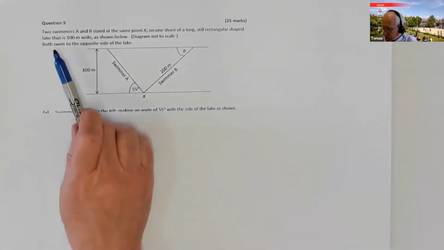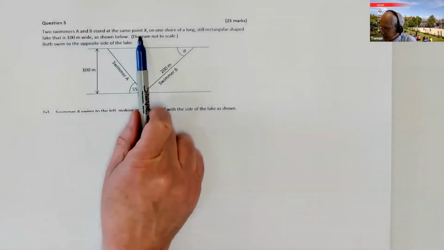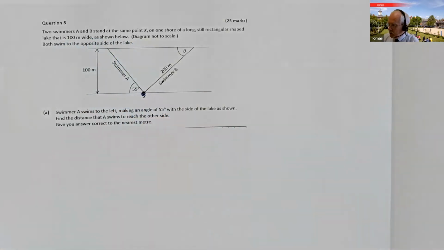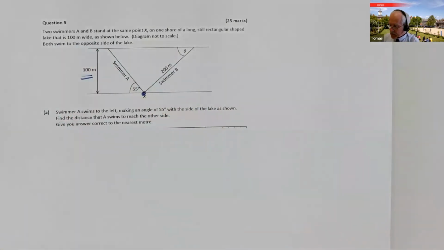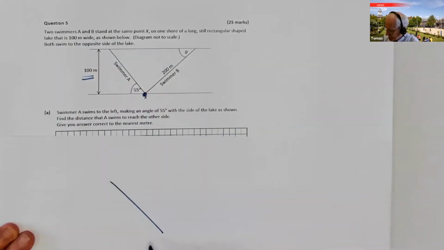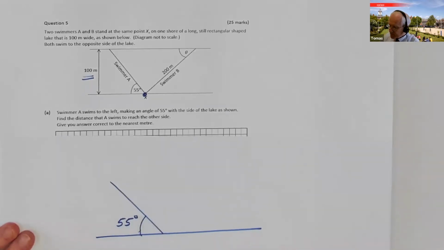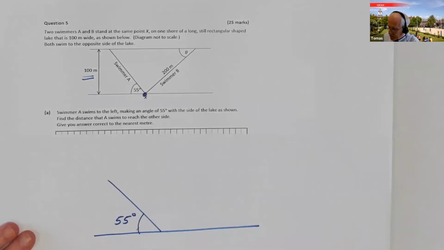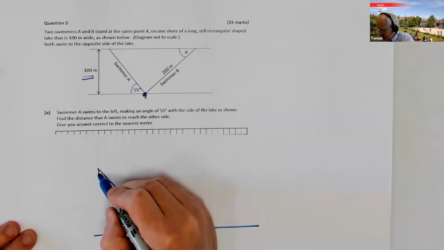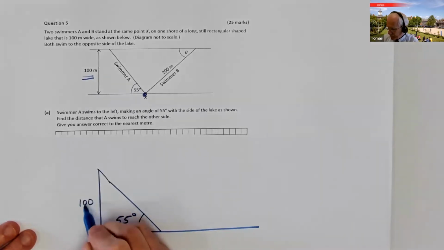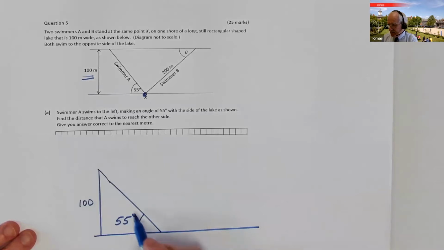so I haven't included them in your notes today. But 2 swimmers, A and B, stand at point X on one shore. It's a rectangular lake, and it's 100 wide. Both swim to the opposite side of the lake. Swimmer A swims to the left, making an angle of 55 degrees. Find the distance that A swims to the other side. So really all we're looking for here is that this is 100, this is 55, what is this length here?